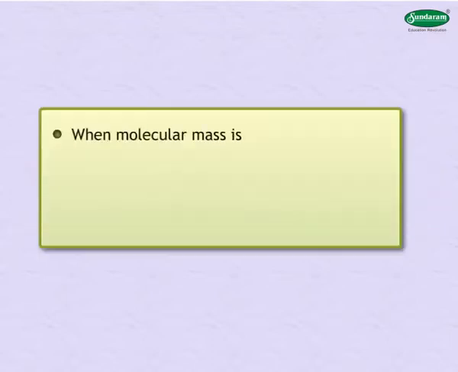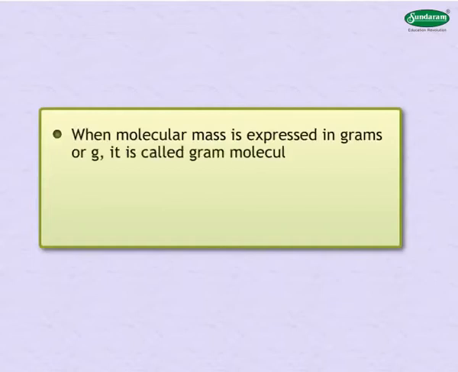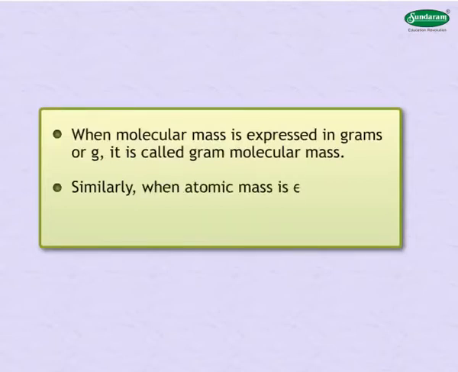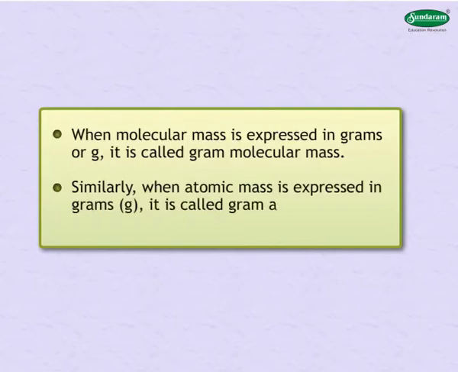When molecular mass is expressed in grams, or G, it is called gram molecular mass. Similarly, when atomic mass is expressed in grams, G, it is called gram atomic mass or gram atom.